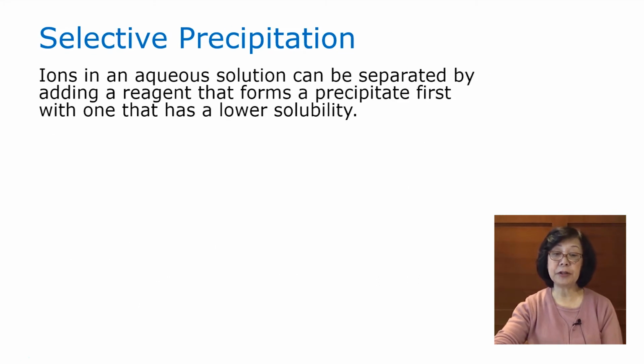Selective precipitation. If we have a mixture of two different kinds of ions, or more than two, in an aqueous solution, we can separate them out one at a time by adding a reagent that will form a precipitate with the ion that has a lower solubility.